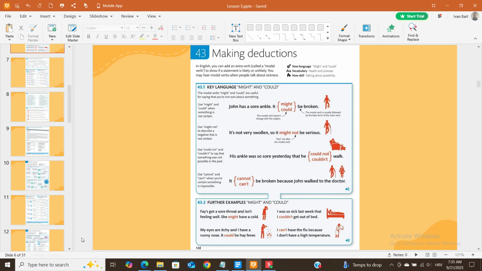New language: might and could. Vocabulary: health and sickness. New skill: talking about possibility. Use might and could when something is not certain. John has a sore ankle. It could be broken. The modal verb is usually followed by the base form of the main verb. The modal verb doesn't change with the subject. Use might not to describe a negative that is not certain.